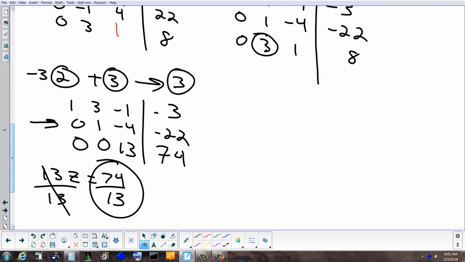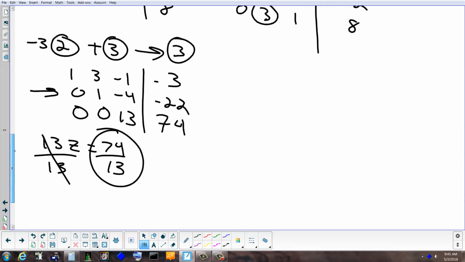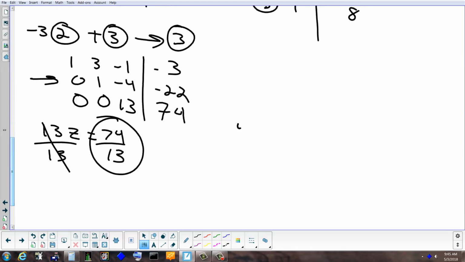Abby, what does the second row say as an equation? Y minus 4z equals -22. Y minus 4z. So 4z is 74 times 4. So that's 4z equals -22.